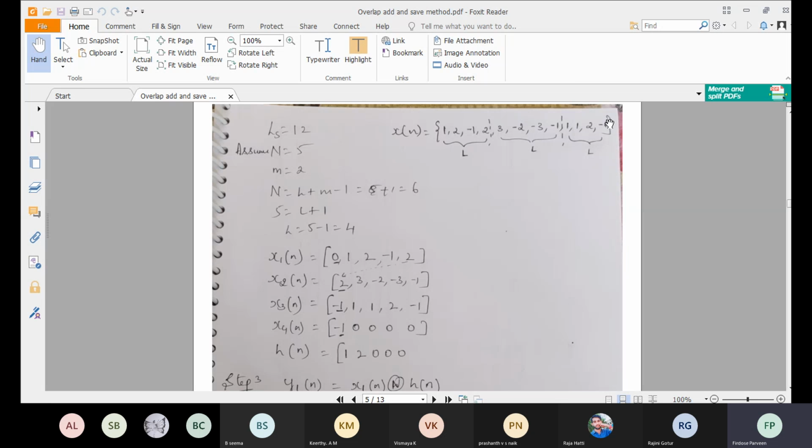Since I don't have any more samples, but I should write this one, what I'll do is minus 1, 0, 0, 0, 0 I'll add. I'll pad it with 0. Got it, understood how we are writing? I'll repeat, just listen. L_S is what? The length of this complete sequence. So how many numbers are we having? We are having 12. So it is 12.